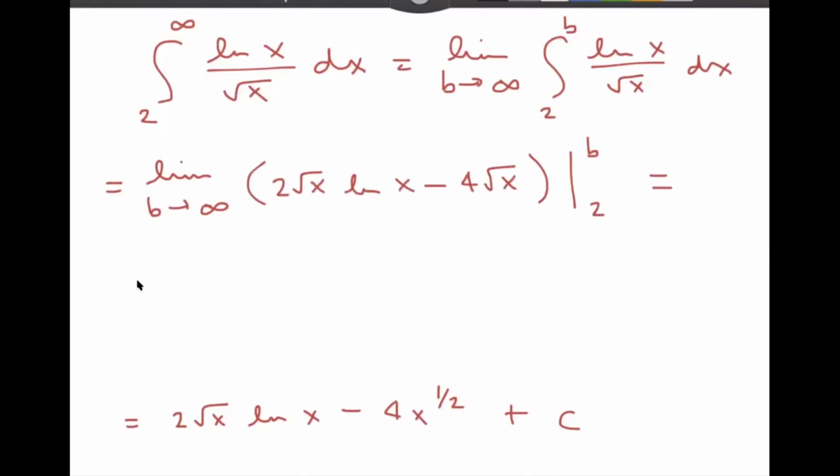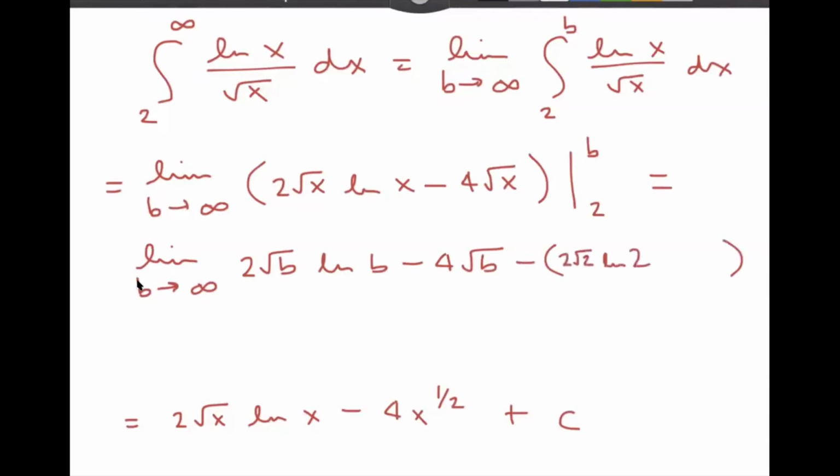All right, so we have limit as b approaches infinity, 2 square root of b, natural log b, minus 4 square root of b, minus 2 square root of 2, natural log 2. I know this part's going to be a constant. I don't even really care about that part. What I really want to know is: is this limit infinity or not? All right, that's kind of the only important question.